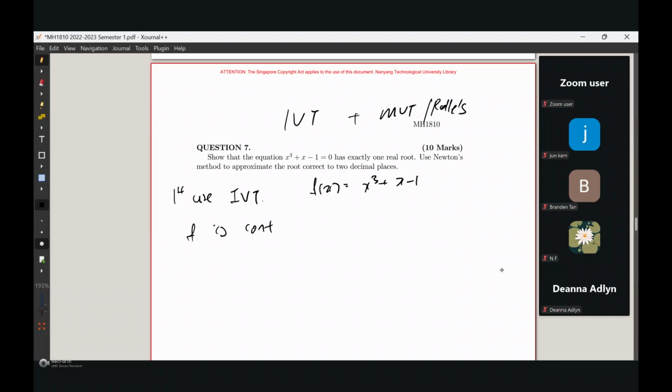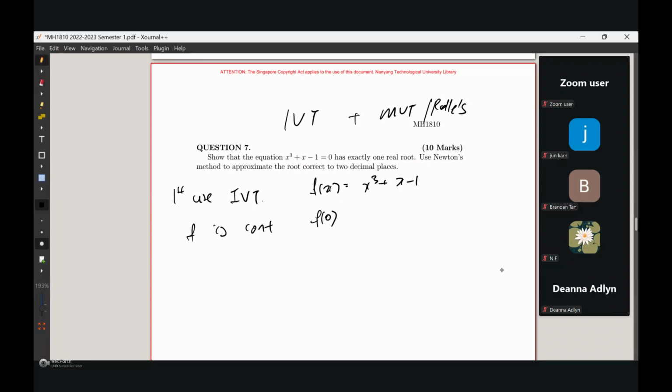Again, before applying any of the theorems, you should always write any conditions that need to be satisfied. When you're applying the intermediate value theorem, you need to make sure my function f is continuous. This is just a polynomial, so it is continuous. Then we have to find one point where it's positive, one point where it's negative.